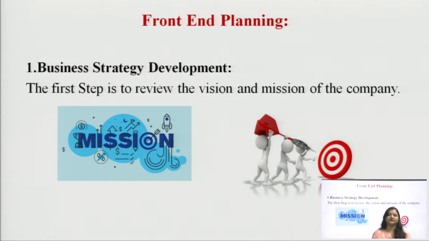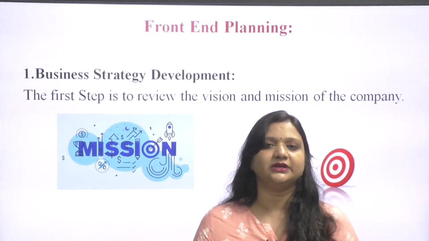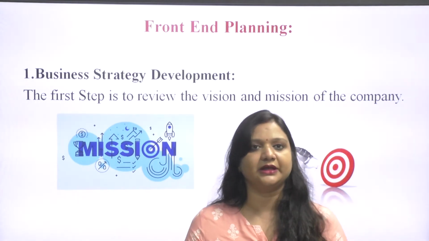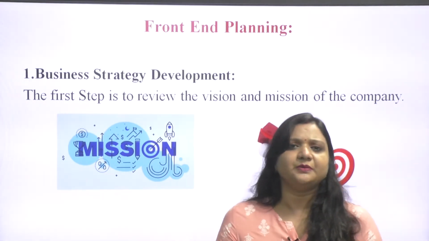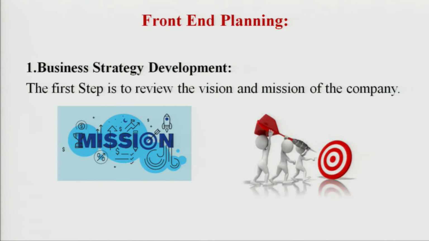The first aspect, front end planning, means the planning of development of the new service is done earlier. So, obviously, the first step under front end planning is business strategy development. What is the meaning of business strategy development? If a service provider wants to offer a service to the customer, then firstly he or she has to decide the mission and vision of the company, means what mission and what vision they want to achieve by offering a service for the survival or existence of the particular firm. So, the first step to be decided by the service provider is to determine the mission and vision of the company.